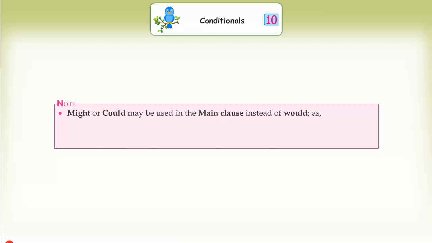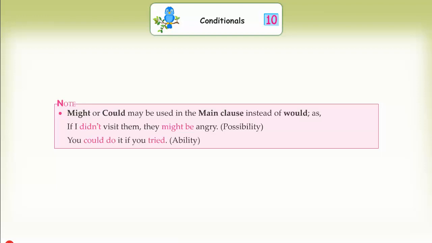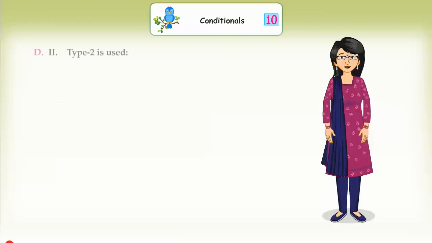Note: might or could may be used in the main clause instead of would, as in: If I didn't visit him, they might be angry (possibility). You could do it if you tried (ability).